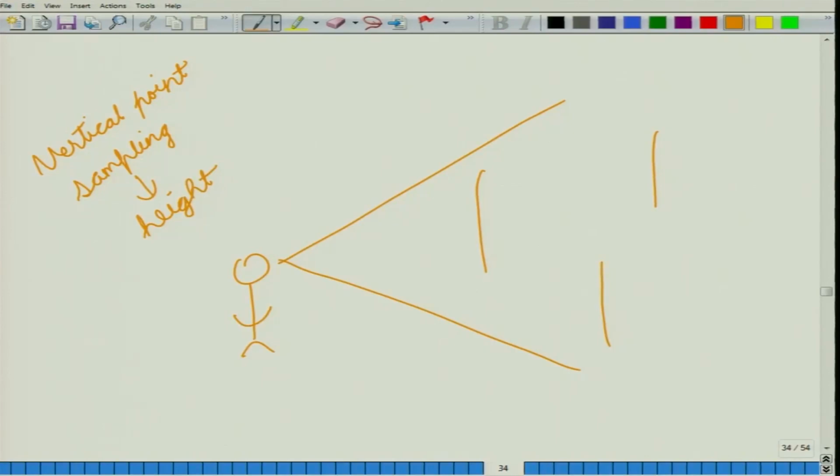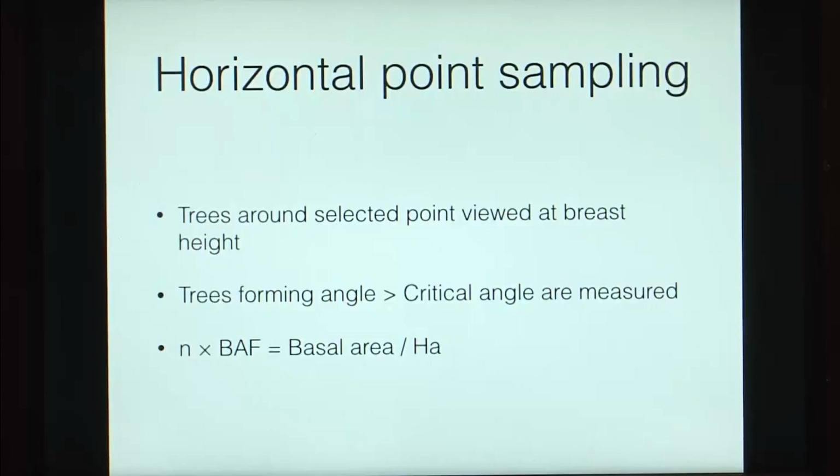So, let us now look at horizontal point sampling. Looking at the slides now, in the case of horizontal point sampling, we look at trees around the selected point viewed at the breast height. So, why breast height? Because we have taken that to be our reference height. So, when we stand in the forest and look at different trees at their breast height, all the trees that are forming an angle greater than the critical angle will be measured or counted. And here, as we have derived before, the number of trees that are tallied multiplied by the basal area factor, that will be determined by your critical angle and by the instrument that you are using. So, n multiplied by the basal area factor will give you the basal area of the stand per hectare. So, this is the theory of point sampling.